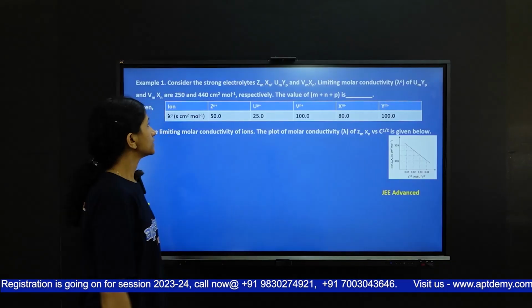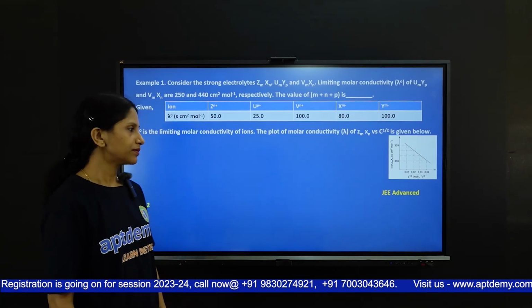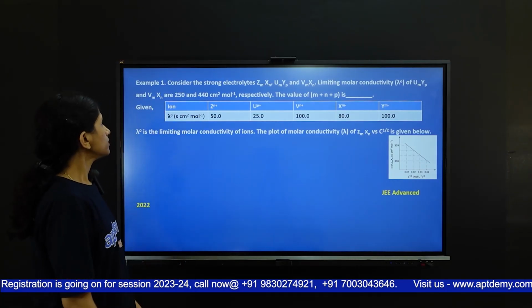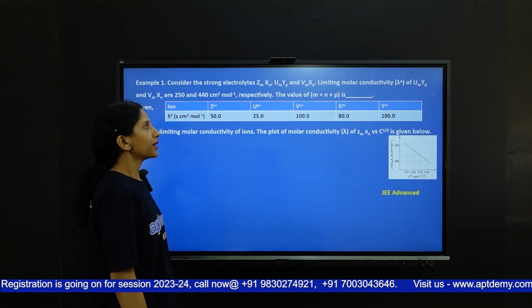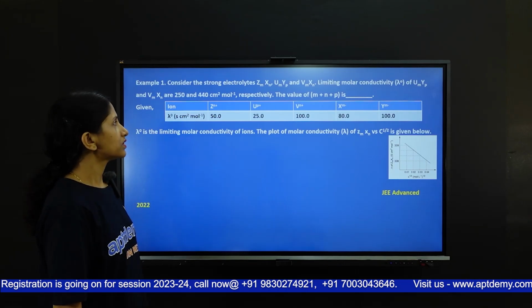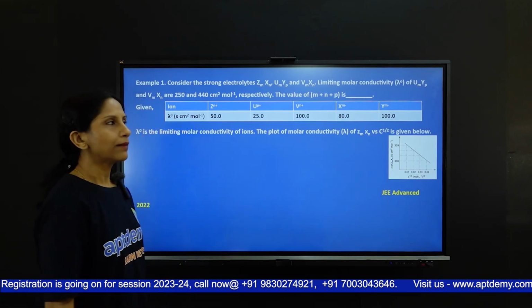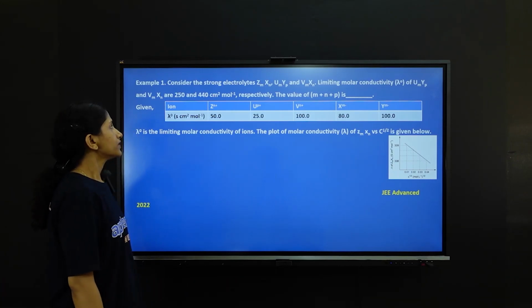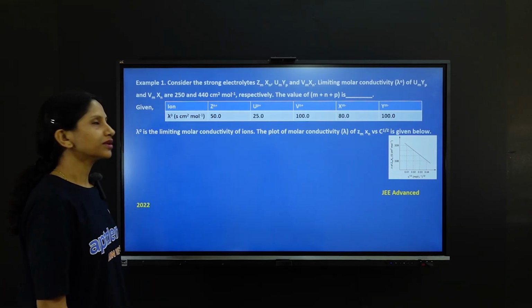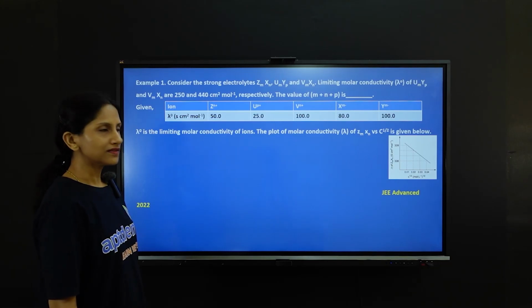So let's get started. This problem came in the JEE Advanced Examination 2022. Consider the strong electrolytes ZmXn, UmYp and VmXn. So, three strong electrolytes are given. The limiting molar conductivity, lambda 0, of UmYp and VmXn are given as 250 and 440 centimeter square per mole respectively. We have to calculate the value of m plus n plus p in this problem.